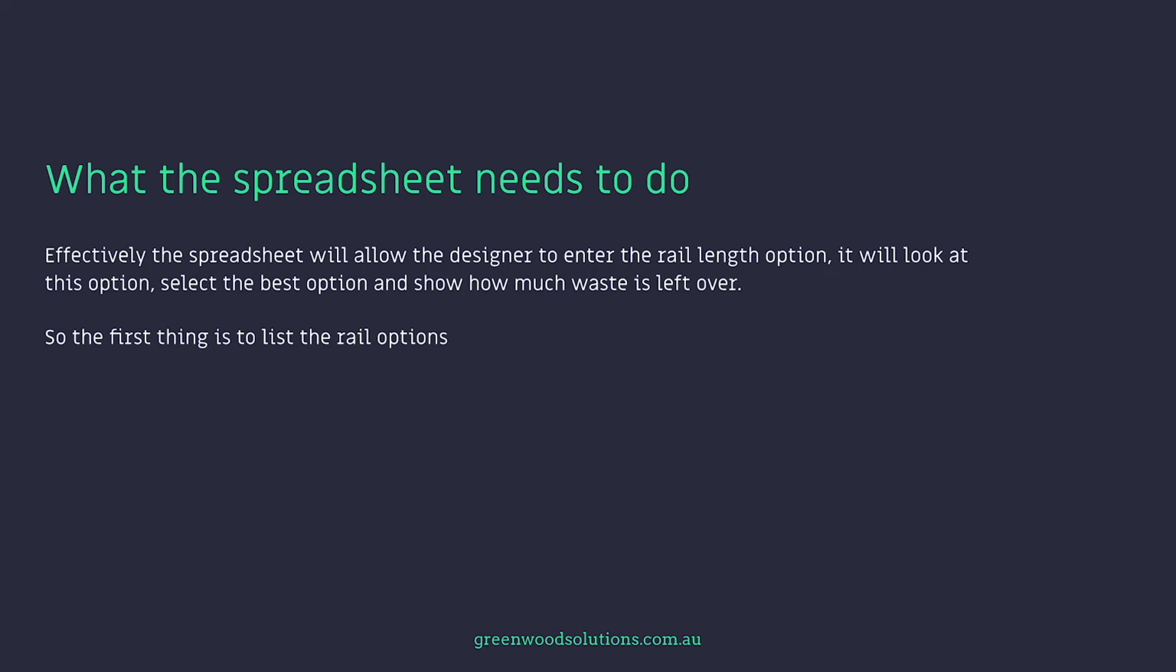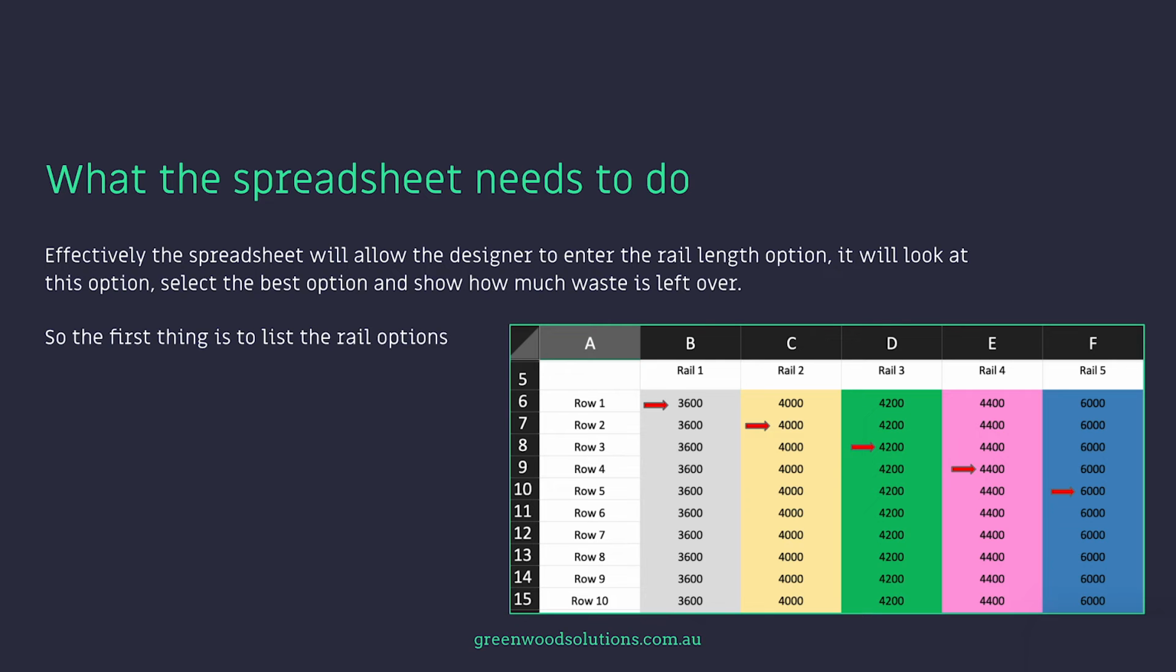So the first thing is to list the rail options, and you can see that in the table next on the list.